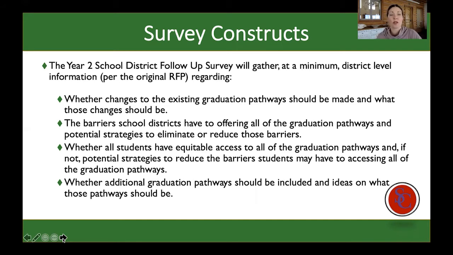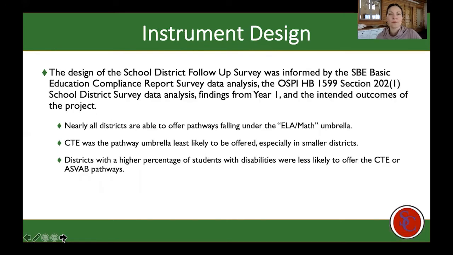We also want to look at whether or not all students have equitable access to each of the graduation pathways, and if not, what are the potential strategies to reduce the barriers they might have to accessing those? Again, it's important that they can access all the pathways. We also want to look at whether additional graduation pathways should be included and ideas on what that might be.